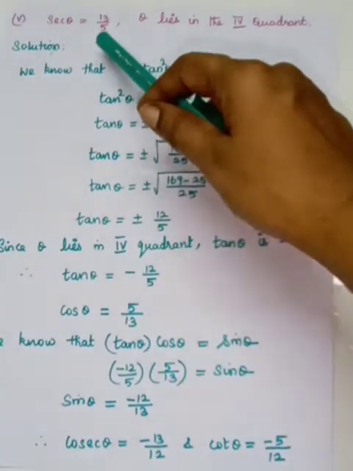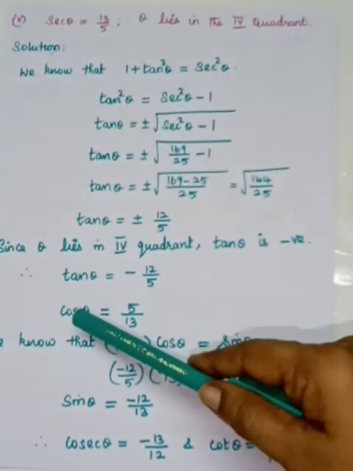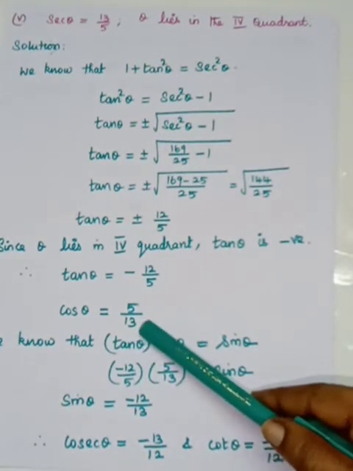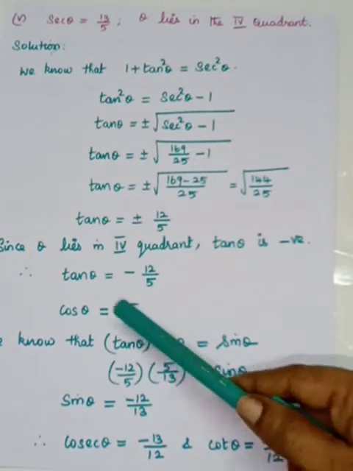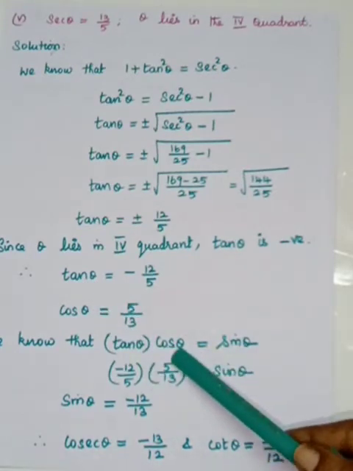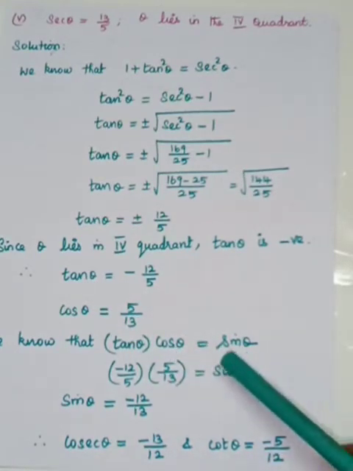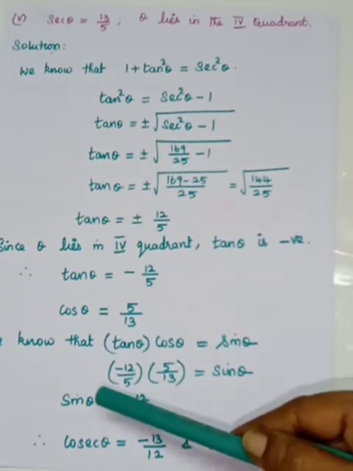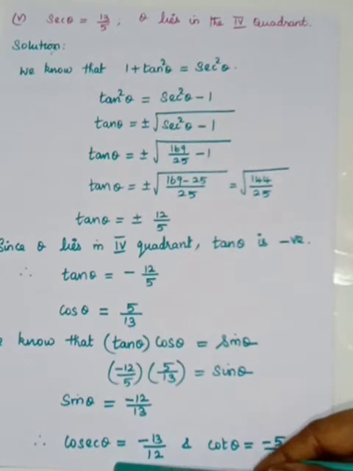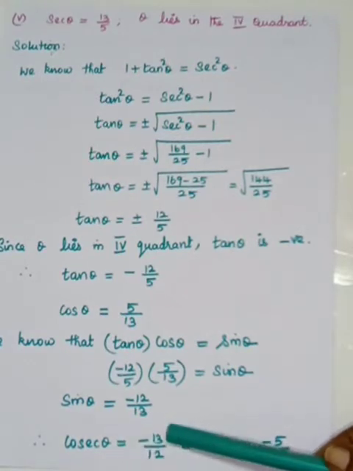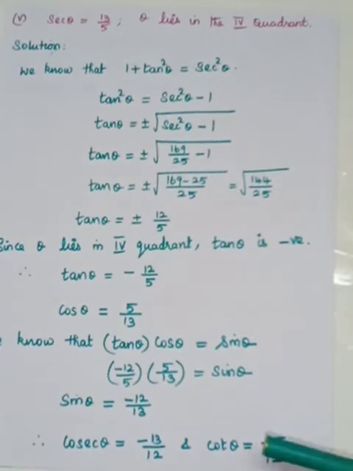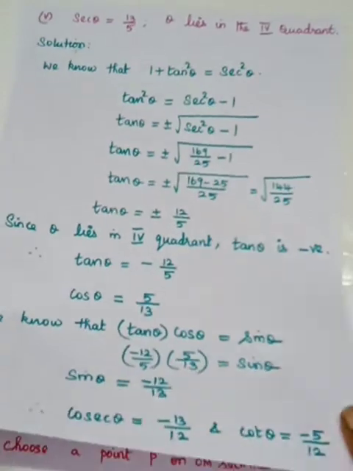Okay, and secant theta, if you have cos theta, you can very well write it as a reciprocal. So 5 by 3. Next one, what is needed? Sin theta. You know that tan theta into cos theta is equal to sin theta. If you multiply these two, you will get minus 12 by 13. If you know sin theta, you can very well write cosecant theta. It's a reciprocal, so minus 13 by 12. And cot theta would be the reciprocal of tan theta. So one by one, you can find the 5 trigonometric functions.